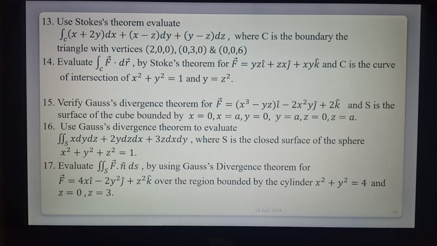This is important not only for the mid exam, the end exam also. Maximum 50 to 60% same to same questions will be given, not all 100% questions. Okay? Do practice all these questions. Okay, thank you.